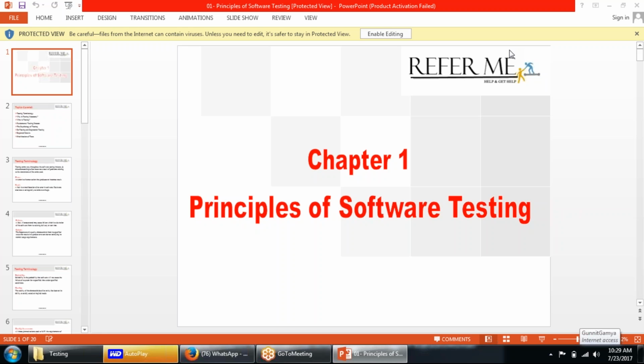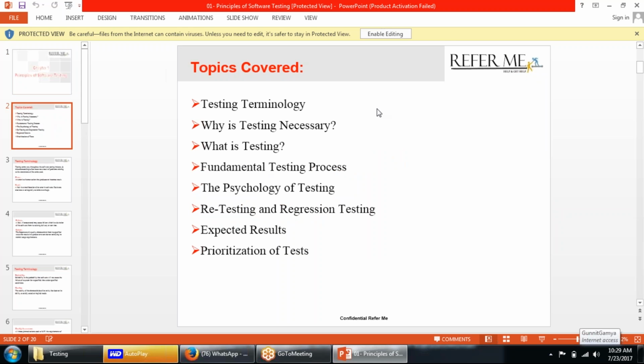So the first chapter in ISTQB that comes is the principles of software testing. Now let's understand what the principle of software testing is, what principle means, what are the things that we require in software testing. In this chapter, we will cover testing terminology, why testing is necessary, what is testing, the fundamental testing process, the psychology of testing, retesting and regression testing, defect, what is the expected result, and how we prioritize the test case.